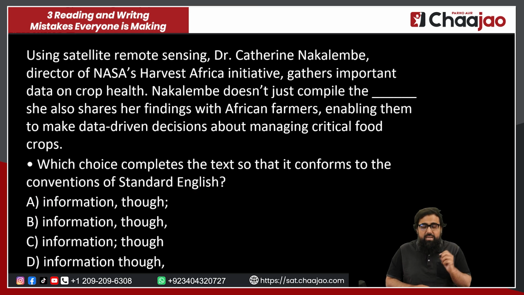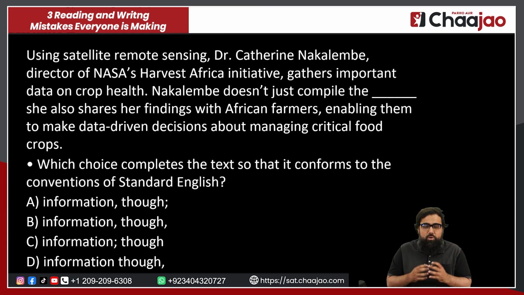Now, the second mistake that most of the students are making is when they join 2 independent sentences. Now, guys, there are many ways of joining 2 independent sentences. You can do it with a comma and a connective. You can do it using only a semicolon. You can use a semicolon and a conjunction. You can do it with a period. You can do it using a colon if the second sentence is the description of the first one. So there are many ways of doing that.